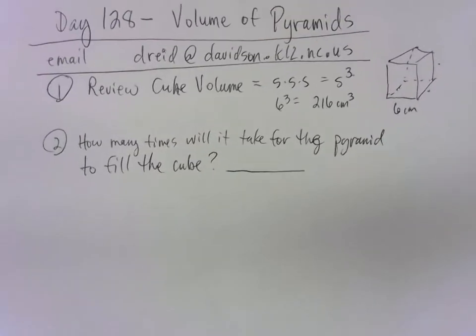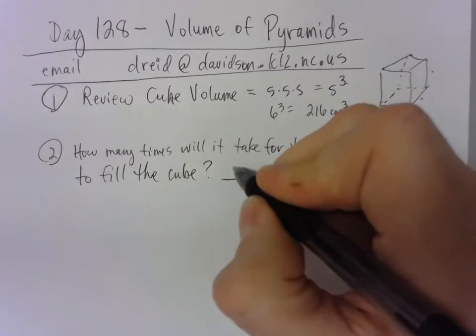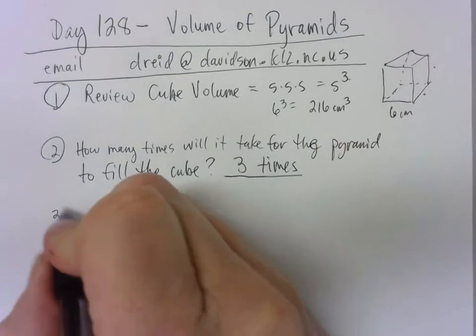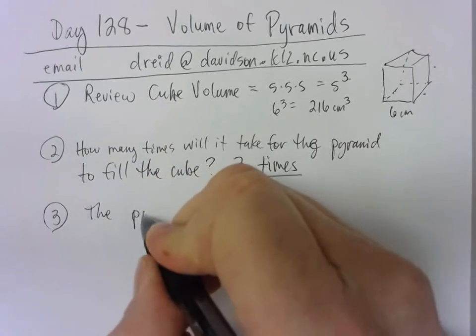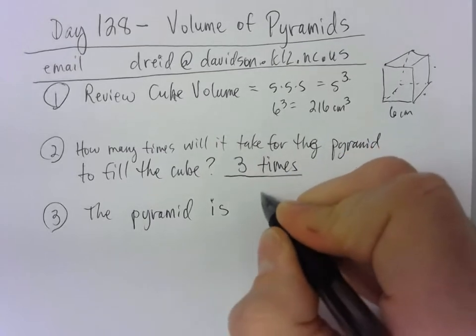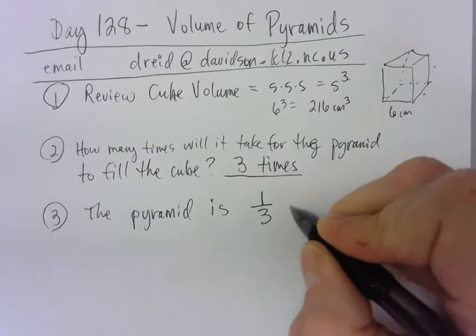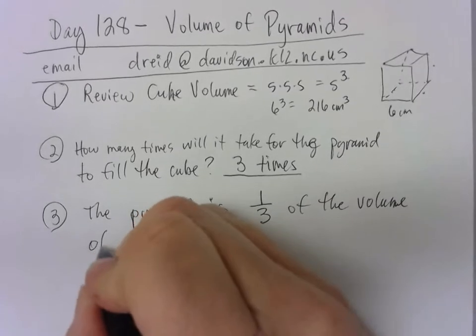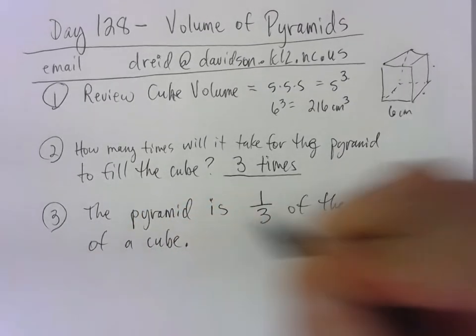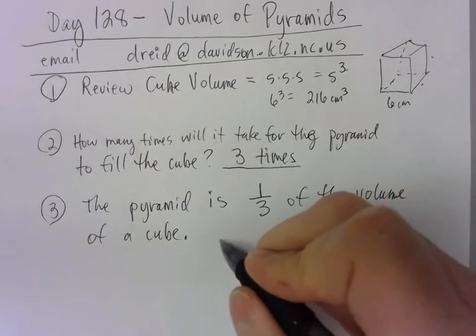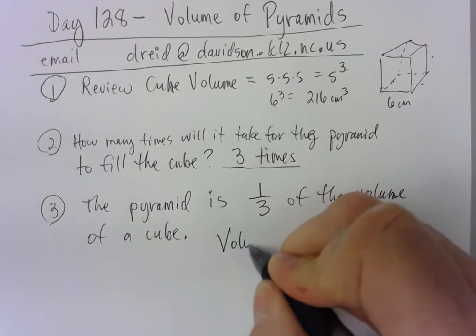So let's go back and answer our question. How many times did it take for the pyramid to fill up the cube? That was 3 times. So here's what we're going to write for number 3. The pyramid is, and what was that fraction y'all told me? Oh yeah, 1/3. 1/3 of the volume of the cube. Okay, so that holds for all pyramids. Okay, 1/3 the volume.